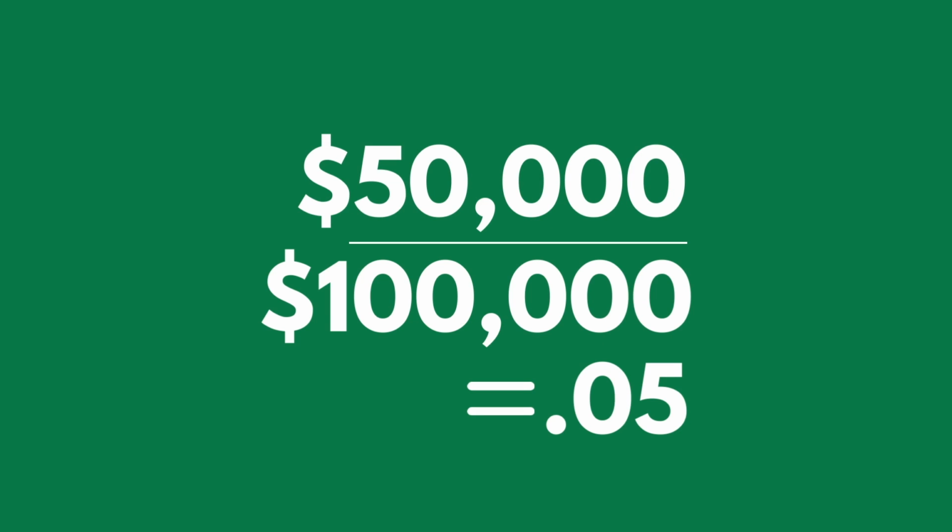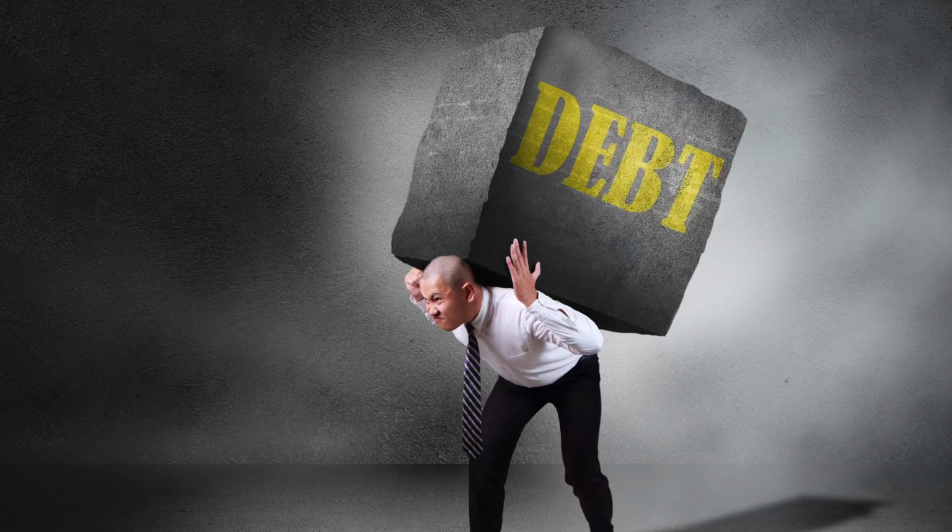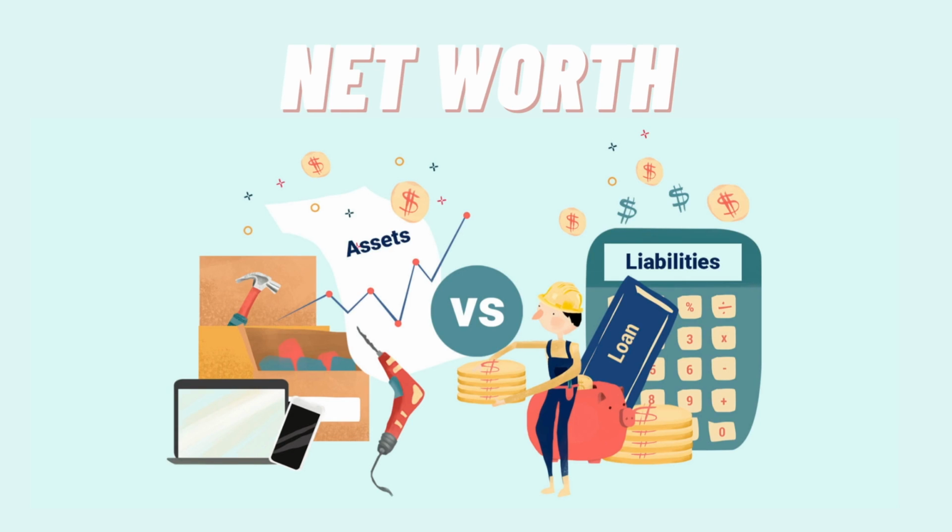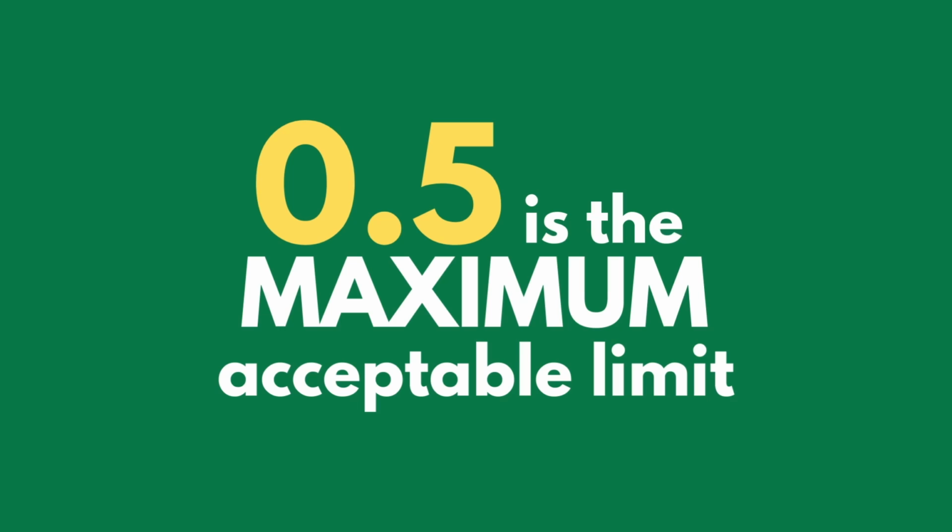Your debt ratio is your liabilities divided by your net worth. For example, if you have $50,000 in liabilities and $100,000 as a net worth, it would come to 0.5. And this is a maximum acceptable limit, which shows the relationship between your debt and your net worth. For many creditors, a 0.5 is the maximum acceptable limit. Obviously, a lower debt ratio would be better.